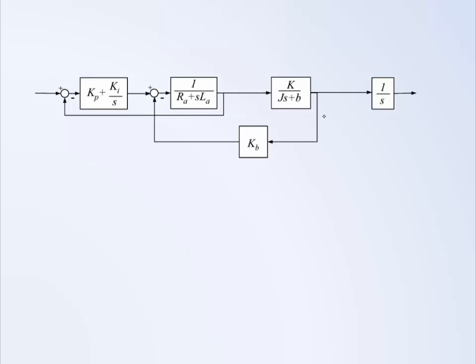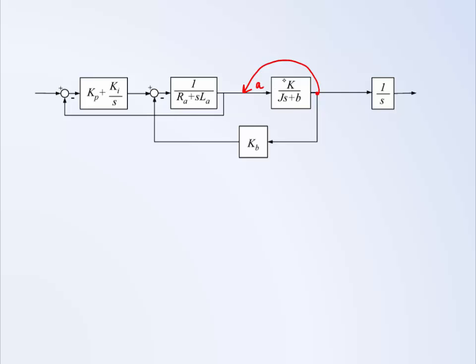Specifically, I want to take this feedback loop and get it inside of this other feedback loop. So I want to move this summing junction to the other side of that block. And the way that we're going to justify this is to think about what the signals are equal to in this block diagram.